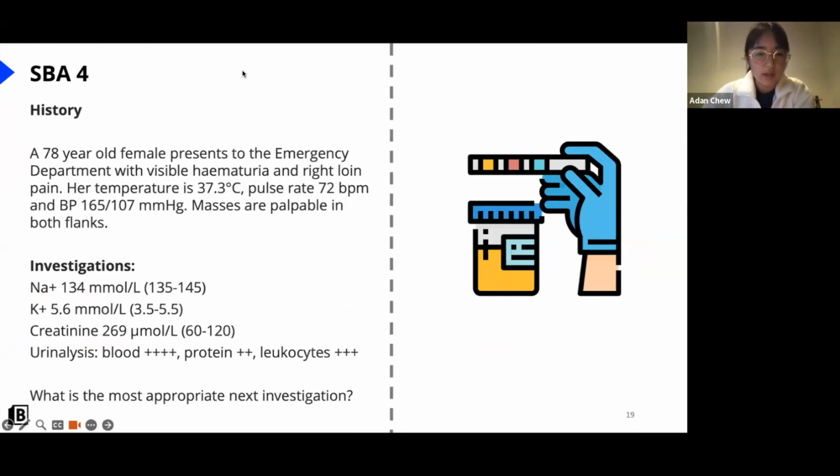Okay, so we've got the fourth question, which is a 78-year-old female who presents to the emergency department with visible hematuria and right loin pain. Her temperature is 37.3, her pulse is 72, which is normal, and her blood pressure is 165/107. You can palpate masses in both flanks. In investigations, she's slightly hyponatremic, a little bit hypokalemic, and her creatinine is very high. Her urinalysis shows blood 4+, protein 2+, and leukocytes 3+. What is the most appropriate next investigation?